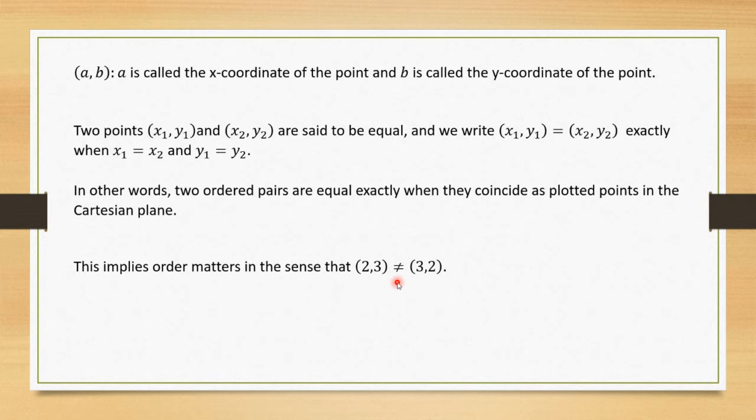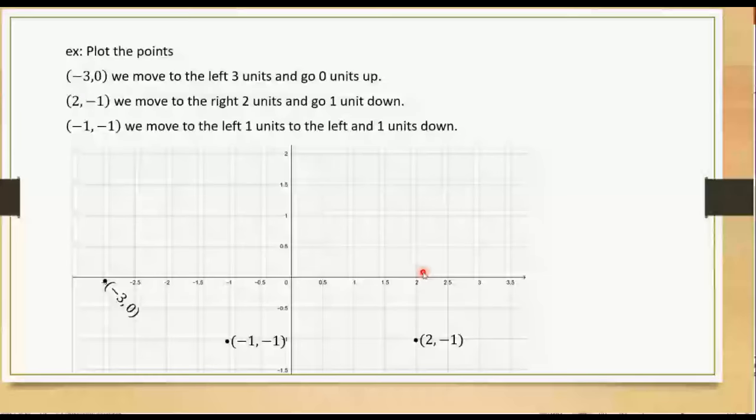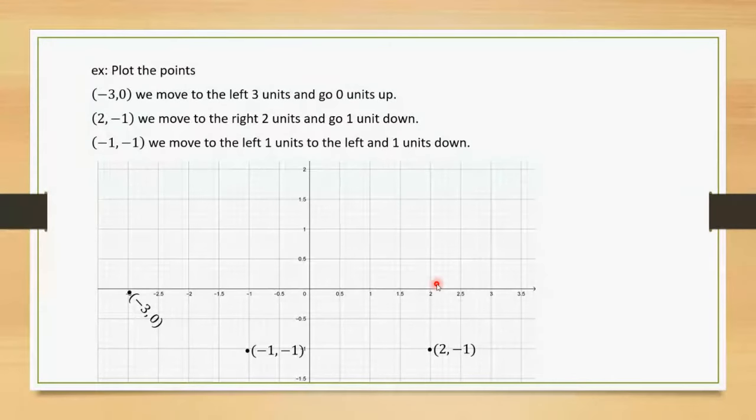But order does matter. So (2, 3) and (3, 2) are not the same. Even if you went to plot them in the plane, they would not overlap each other. So it's just something I wanted to point out. A lot of the stuff you might have seen before, but if you haven't, that's okay. I've done this example with students in the past, but I figured, let's go through it now.